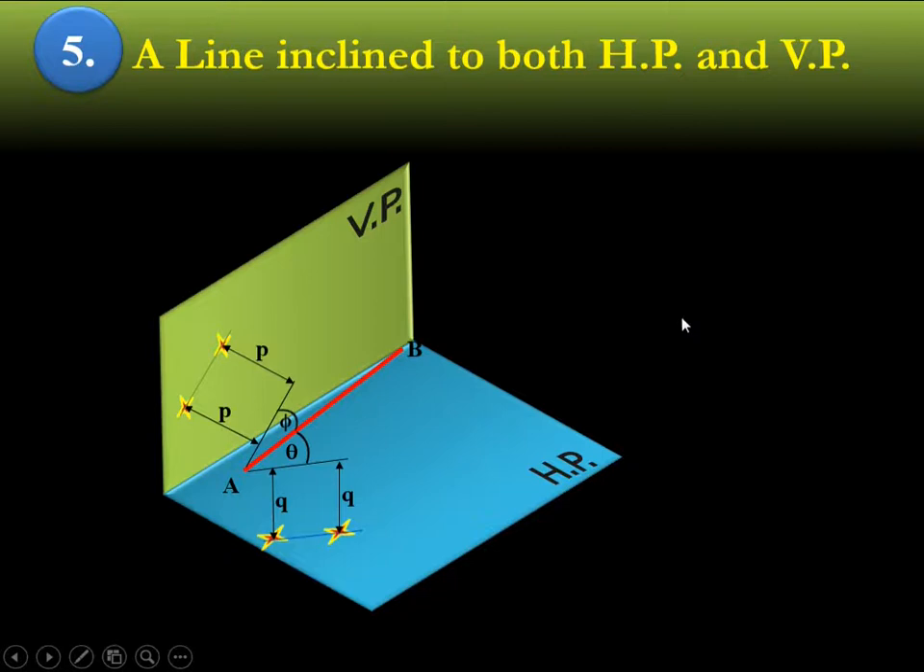Now let us move on to the fifth category, a line inclined to both horizontal plane and vertical plane. From this pictorial diagram we can understand that the line capital AB is inclined to the horizontal plane by an angle theta and it is also inclined to the vertical plane by an angle phi.